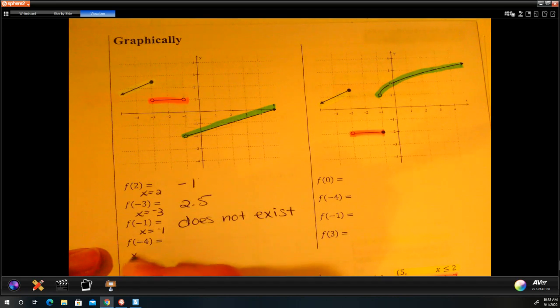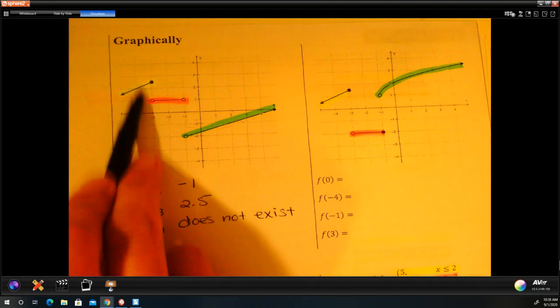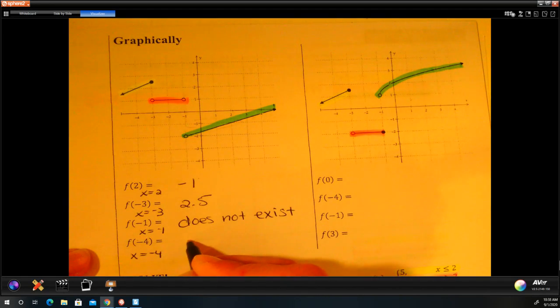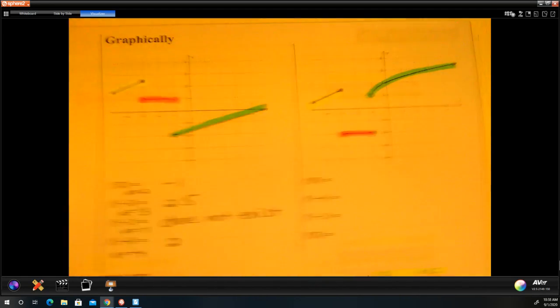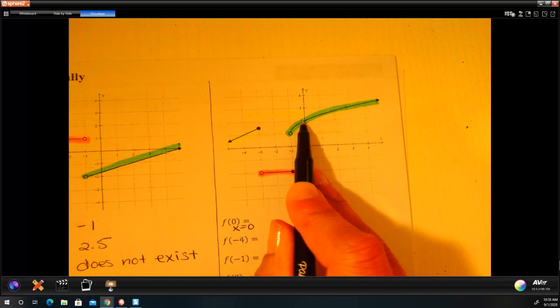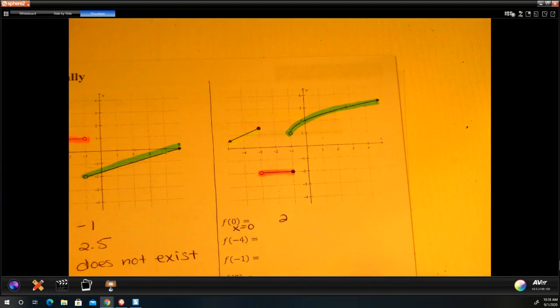X equals -4 only hits this first piece, and that y value, or f of x value, is 2. Okay, let's try another one. So x equals 0. Here's 0. It lines up right here. That gives me a value of 2.